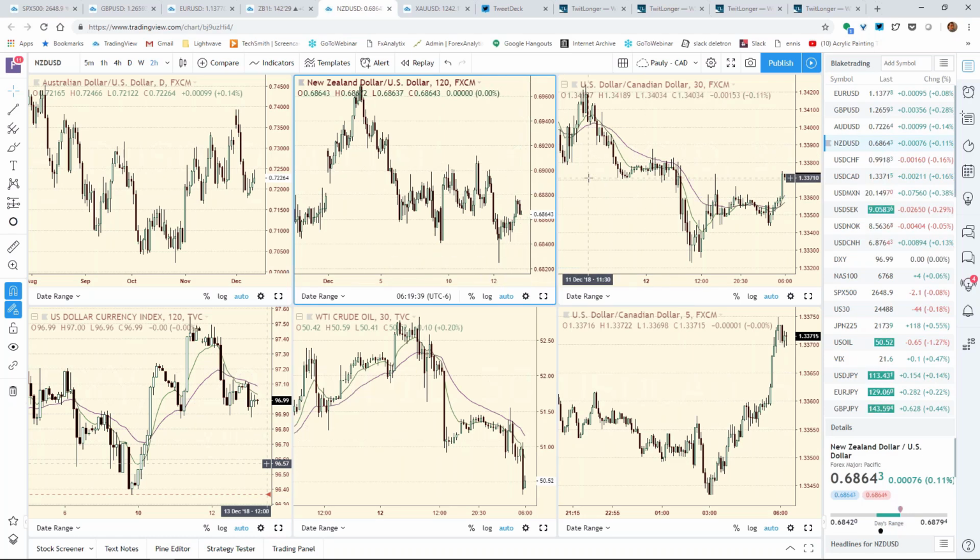Okay, well, I like how responsive this TradingView is. I hadn't used it, but it is fast.